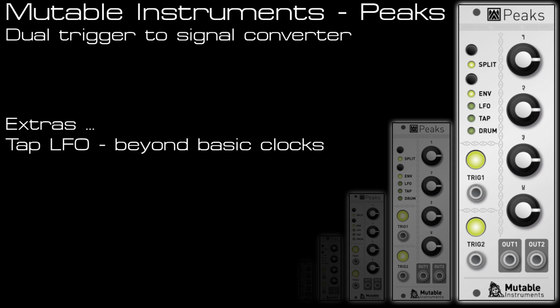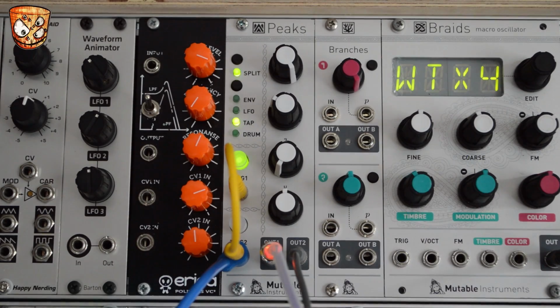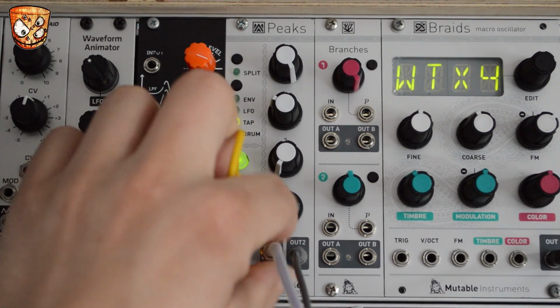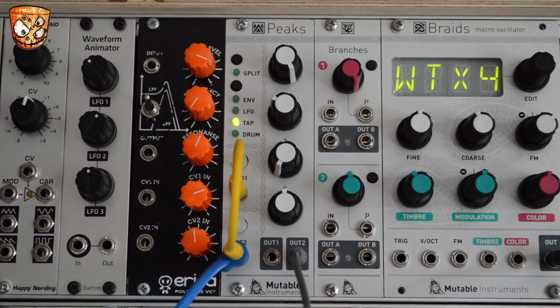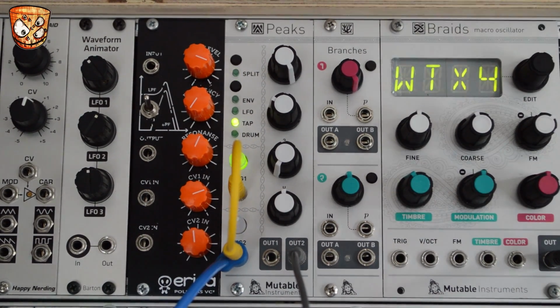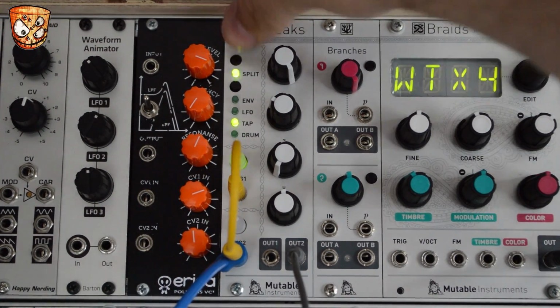I'm in expert mode now on peaks and I want to look at the Tap-LFO and its learning function. I've got a snare drum on channel 2 of peaks, which I'm using just so you can hear the triggers. This is like an audible click so you can hear what's going on.